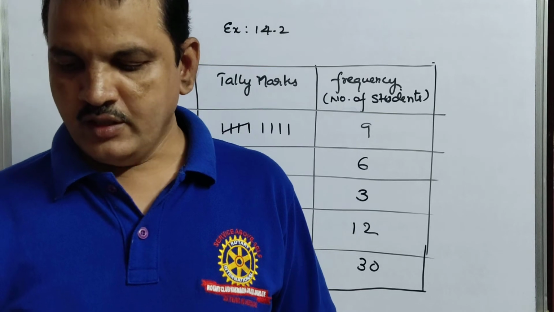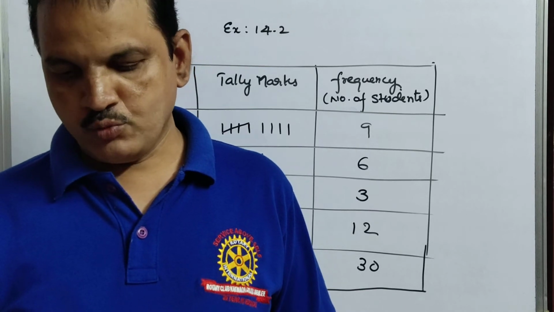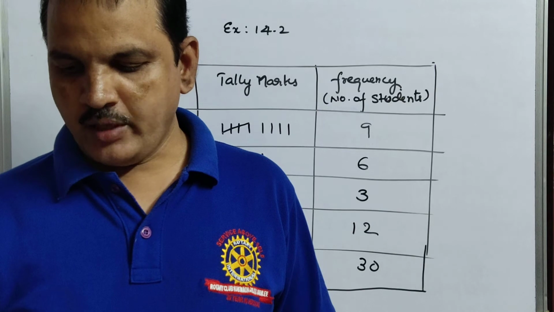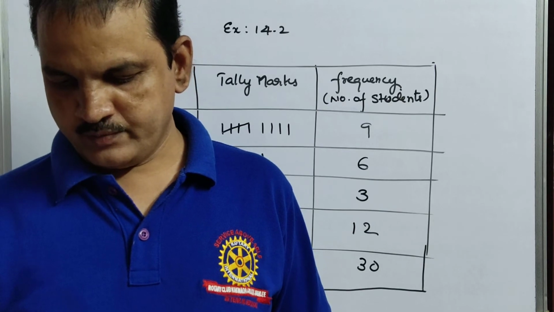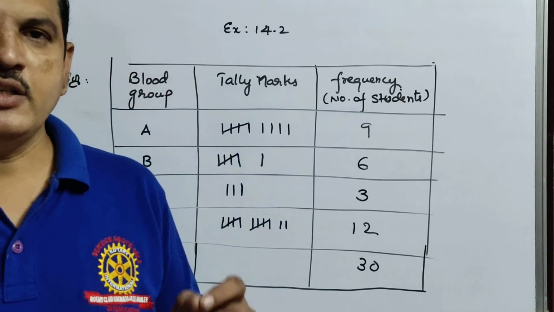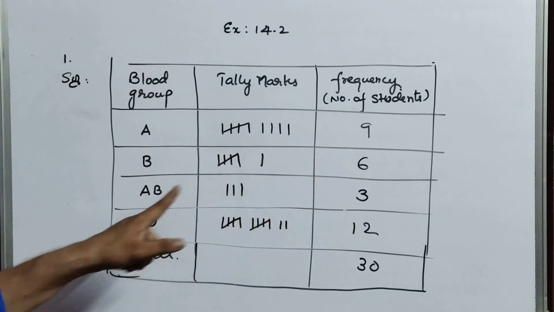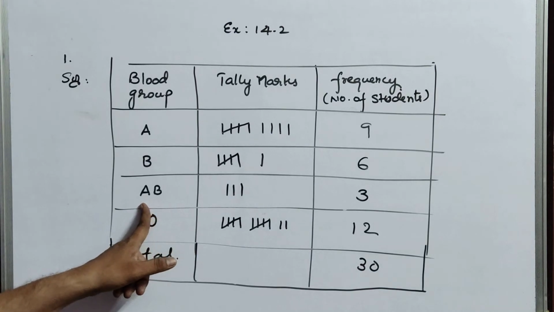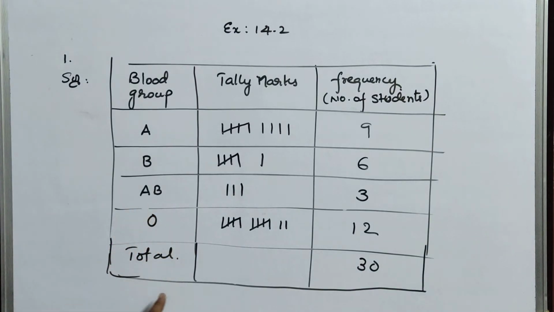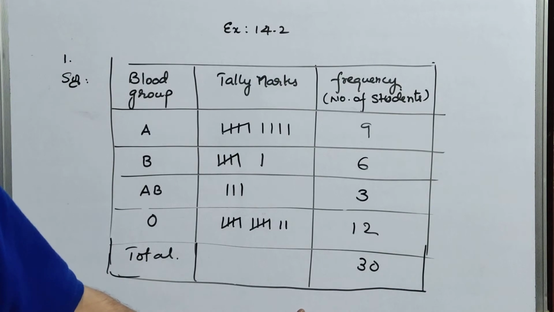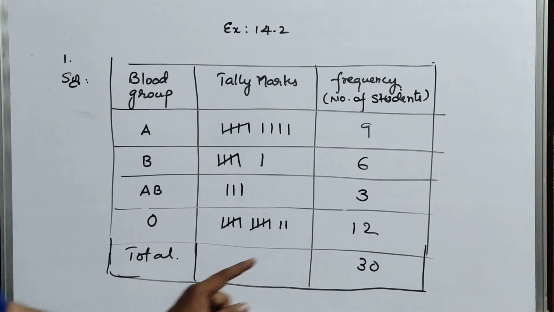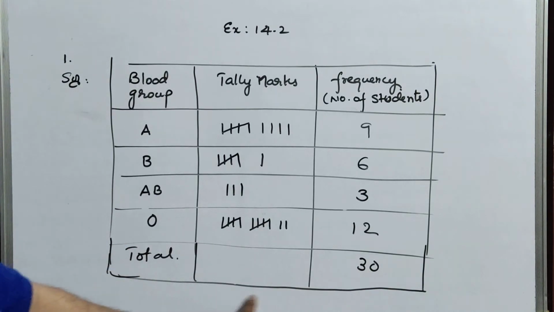Next, find out which is the most common and which is the rarest blood group among these students. Rarest means it is found very rarely, the count is least, 3. What is that? AB. So AB is the rarest. O is the most common. After this table you can write: O is the most common and AB is the rarest.